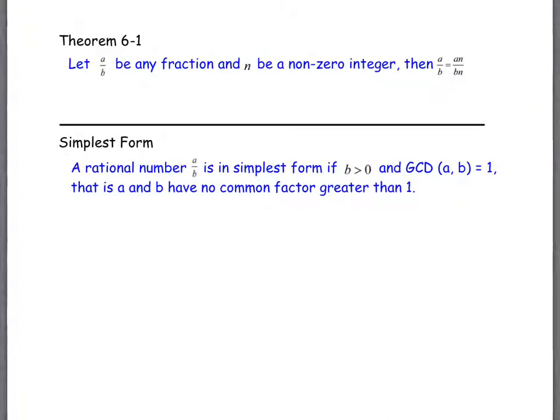All right, so the first theorem that we're going to see is something that you've seen before. You know this to be true. If you have a fraction a over b, and you have a number n that is not 0, it's actually an integer because we're working with rational numbers, then it is perfectly acceptable to use that n and multiply on the top and the bottom of the fraction, and the fraction will stay the same value.